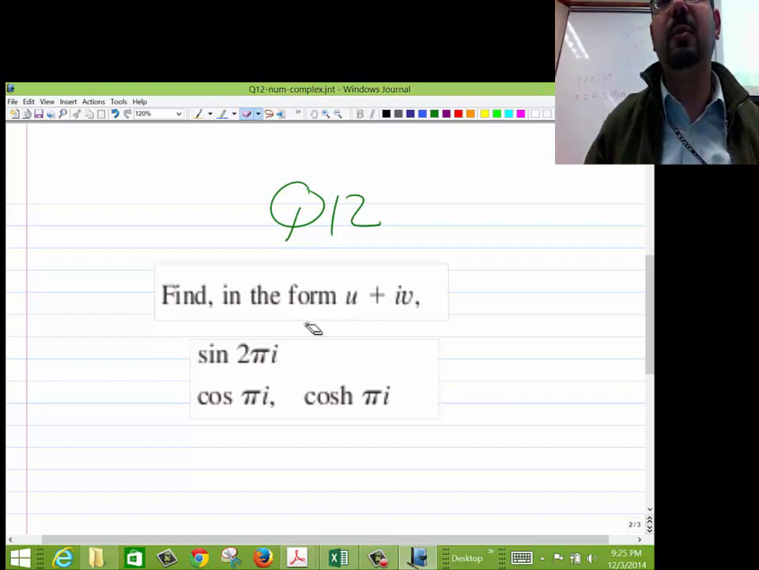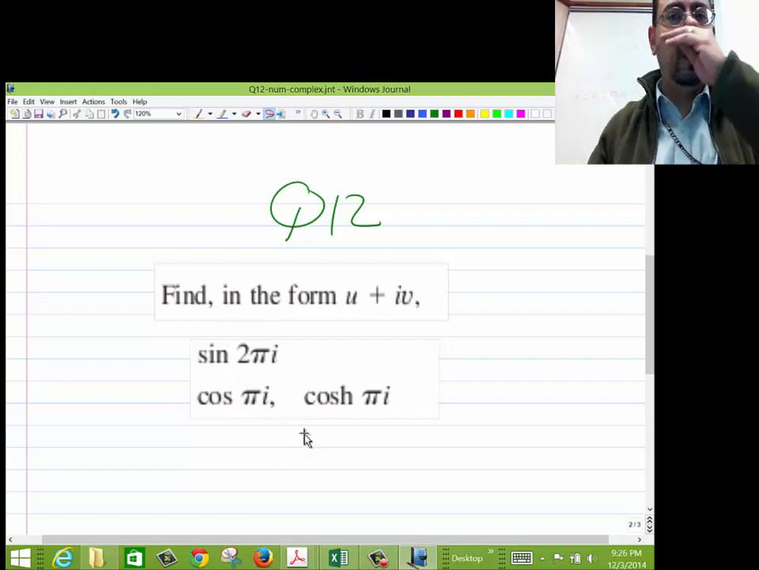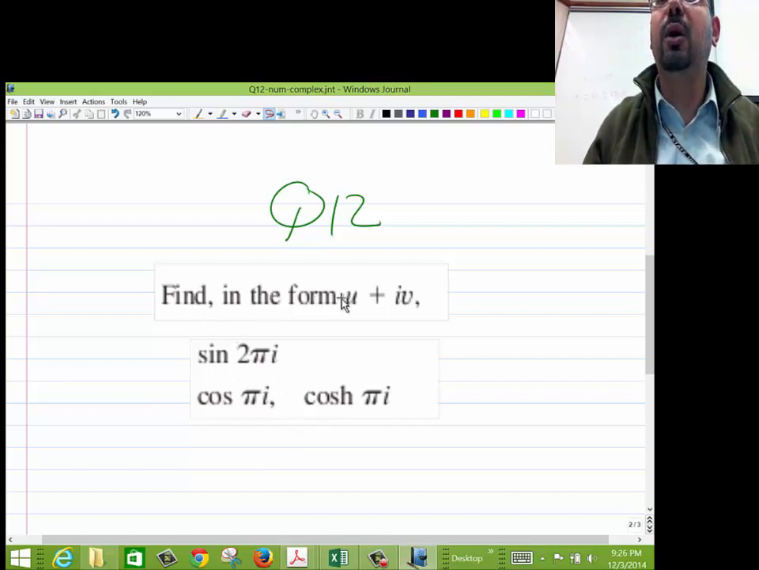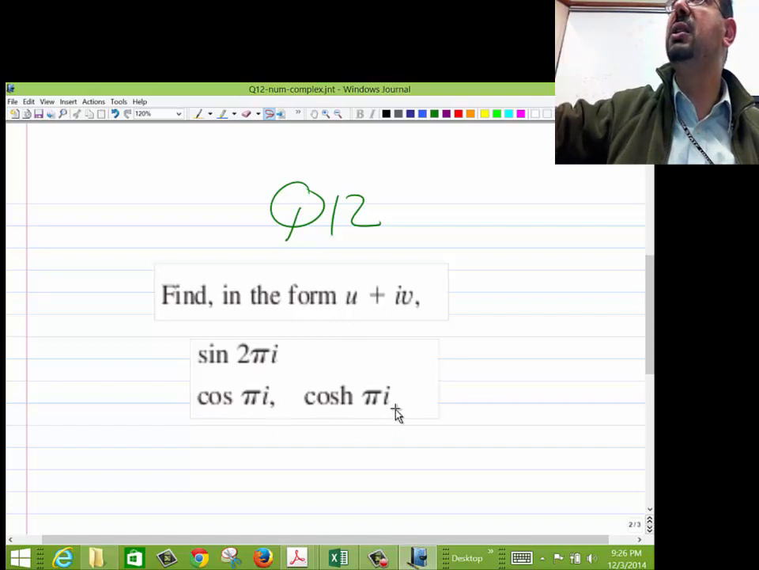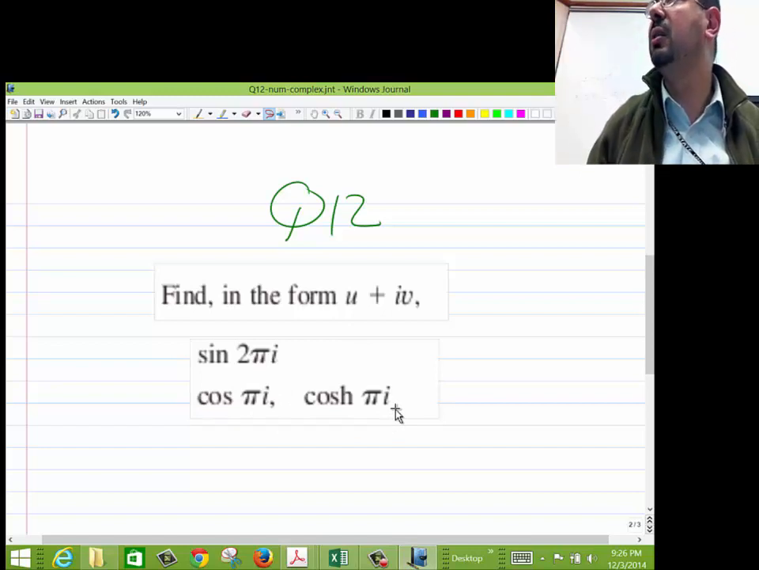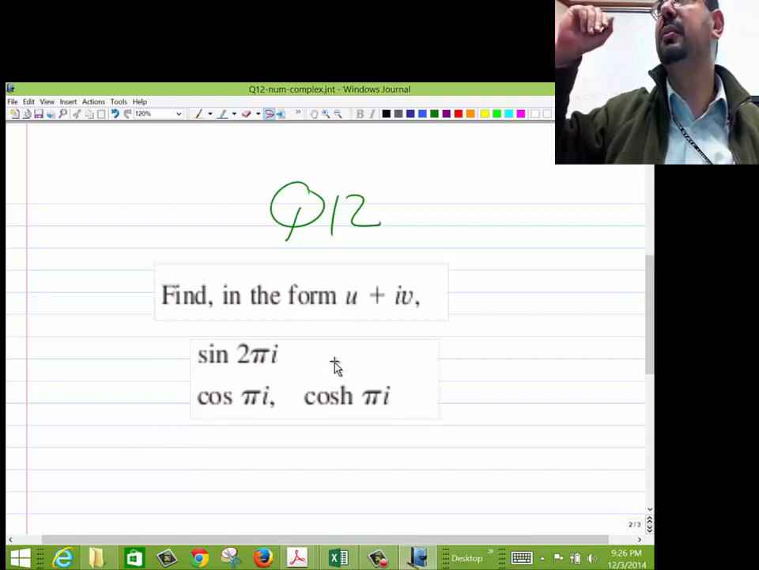So what is the problem? This is actually 3 problems. Okay, there are 3 problems. Alright? And he's basically saying find it in the form of u plus iv. So for this number, and this number, you want to figure out how much is this in real plus imaginary. You got it? So sine 2 pi i, for example, you want to see that this is 7 plus 3i.